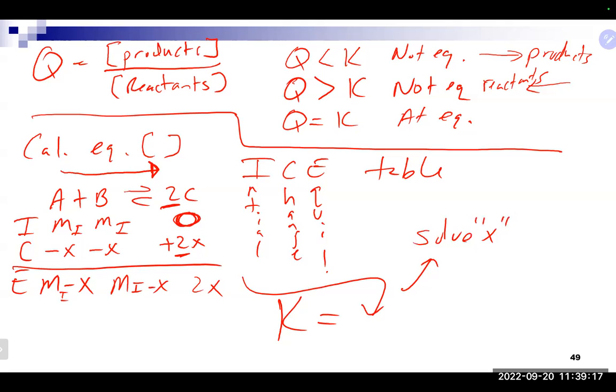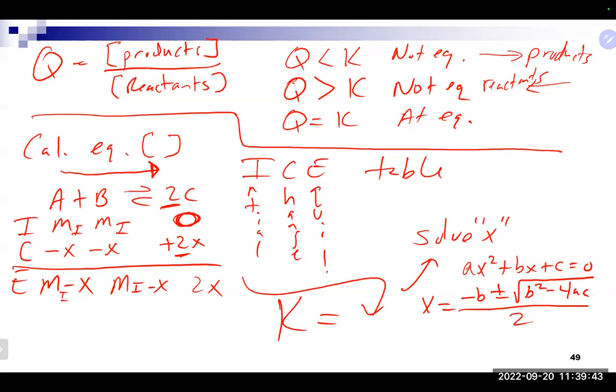Now, solving for X can be done in multiple ways mathematically. Probably the most complicated that we will do here would be the quadratic. Just a reminder, that is something like ax squared plus bx plus c equals 0, where x is equal to minus b plus or minus the square root of b squared minus 4ac, divided by 2a. If you do use the quadratic, you get 2 answers. In most cases, one of the answers should not make sense.